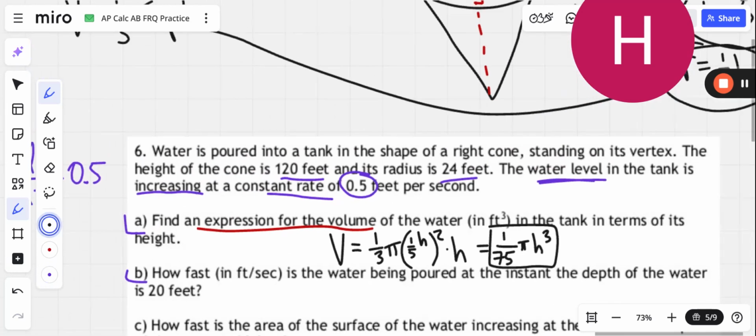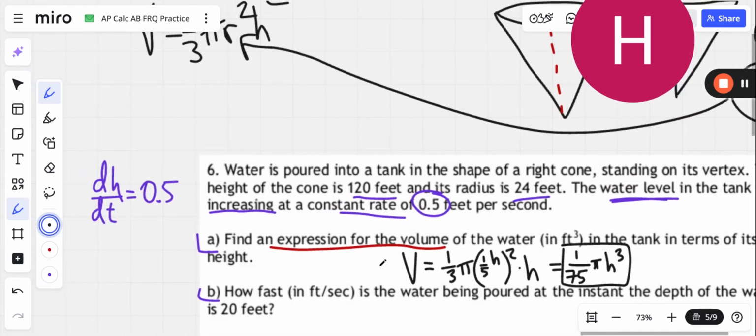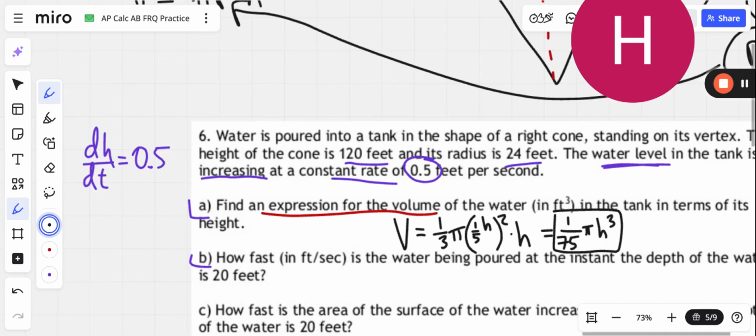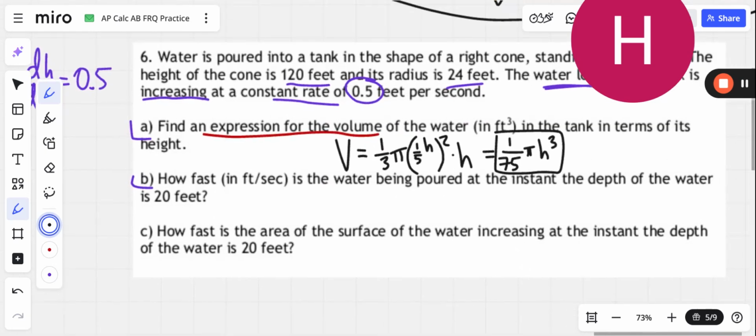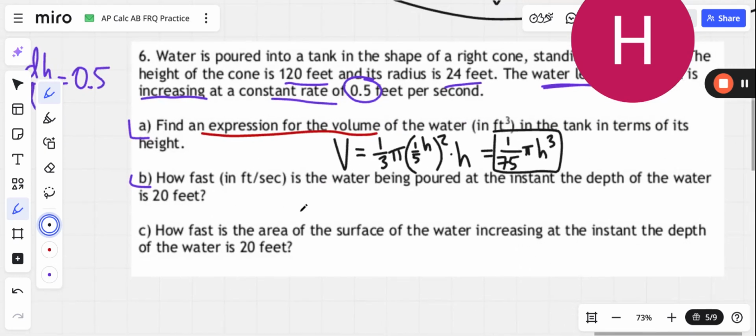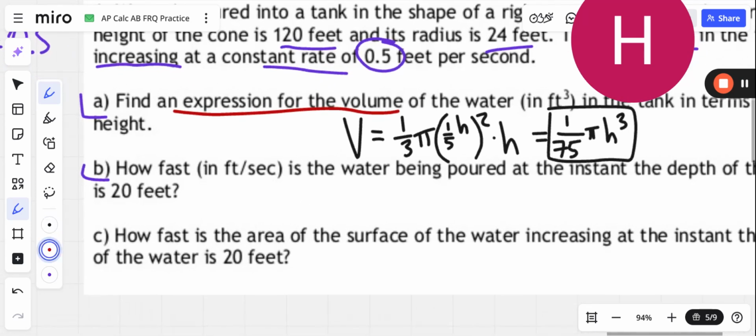Okay, so part B, very straightforward, right? They'll either have you write the expression in terms of the height or in terms of the radius. Sometimes they'll have you do both. They'll have you go back and forth between each. Just depends on if they ask other questions. How fast is the water being poured? How fast, they're asking for dV/dt, is the water being poured?